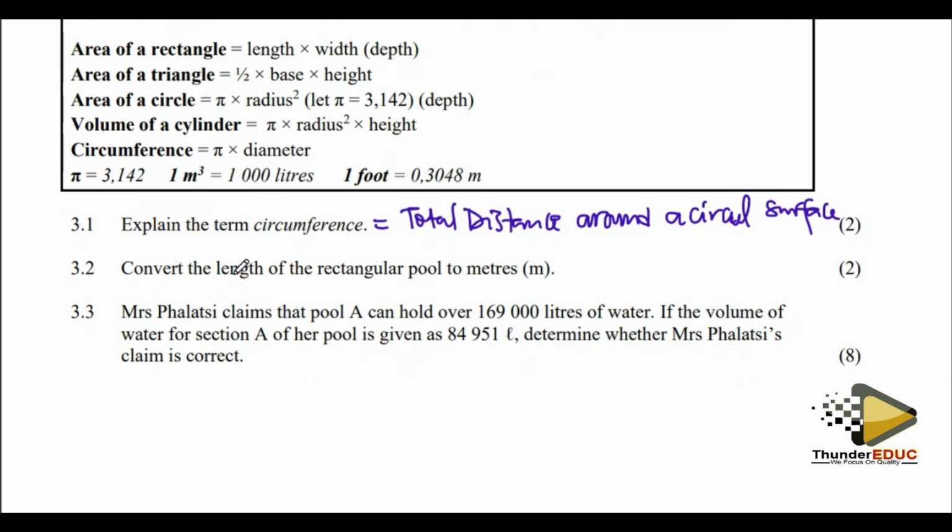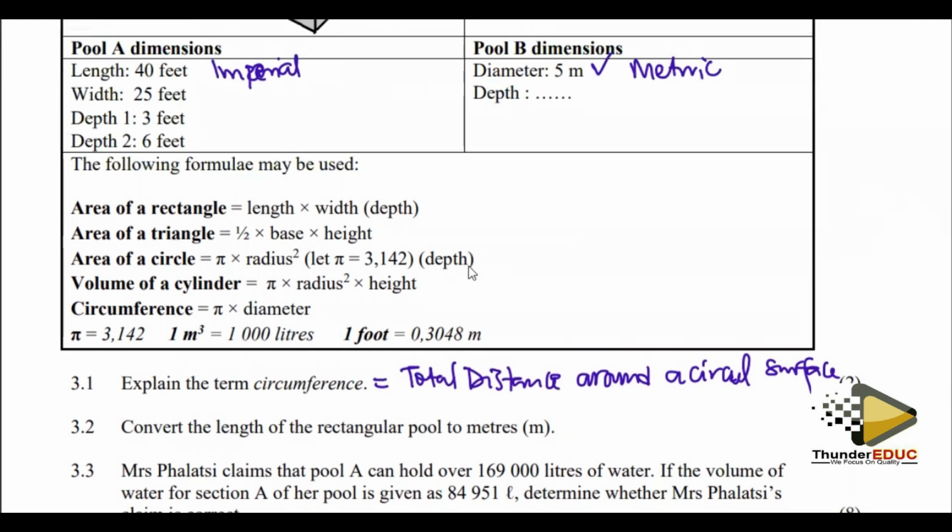Convert the length of the rectangular pool to meters. We are looking at the length. The length is in feet. They want it to become meters. What are you going to do? We shall use a conversion factor here. They're telling you 1 foot equals 0.3048 meters.